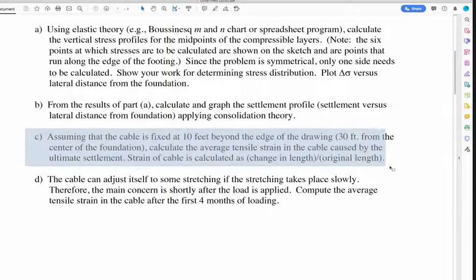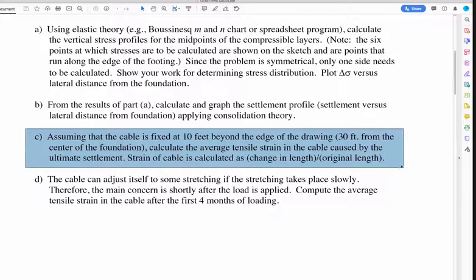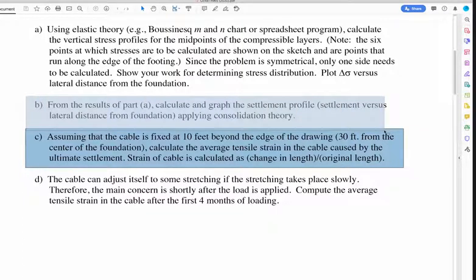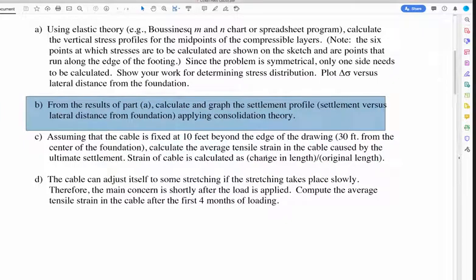What we're going to do here next is assume that the cable is fixed 10 feet beyond the edge of the drawing, and that's that aspect where it's not settling at all. So it's just locked in there. So 30 feet from the center of the foundation, it is locked in there. And what you're to do with that information and with the information that it is settling along that profile that you've now graphed out in this portion of the problem is to assess the tensile strain of the cable. And this brings us back just to pure mechanics.